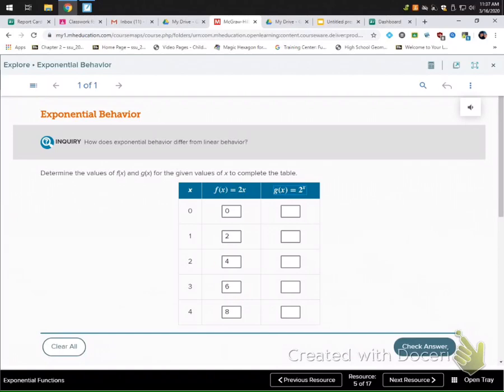But exponentially, see, our exponent is now the variable. 2 to the 0 power. Anything to the 0 power is always, I hope all of you said 1. 2 to the first power is 2. 2 to the second power, that means 2 squared, 2 times 2 is 4. 2 to the third power, that's 2 times 2 times 2, so that's 8. And 2 to the fourth power, that's 2 times 2 times 2 times 2, which is 16. Quickly, you can see that it's taking off and it's going to look a lot different.